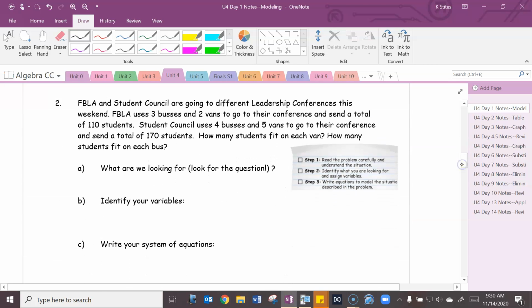All right, so let's try it again. Number 2, FBLA and Student Council are going to different leadership conferences this weekend. So this is some important context, but we're not going to actually use anything in this sentence. So if you want, you can go ahead and just cross it off. It might help some people to cross this off. It might make it more confusing looking, so really do what's best for you. All right, but we're focused on where the numbers are.